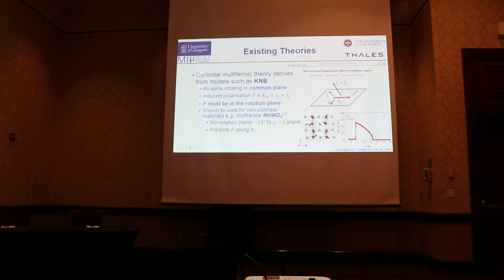So in a theory like the KNB model, you have a common spin rotation plane shown here. You would expect the induced polarization to be this big load of cross products, so your polarization should be in the plane. And in copper niobium oxide, we find that it's sticking up out of the plane, so it's not even a little bit in the plane. But this sort of theory works for something like MnWO4.